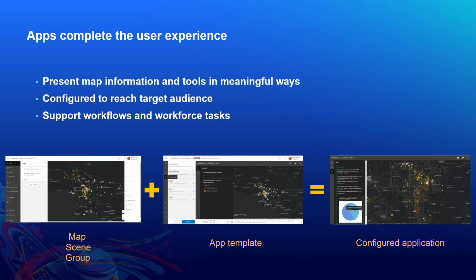Creating a web app is a great way to present map information in a meaningful way. Apps allow you to showcase specific map capabilities as well as add additional functionality. Once you've got your map looking the way you want, you can publish it to an instant app. The end product will be a configured application that's easily shareable across the ArcGIS Online org or outside of it.